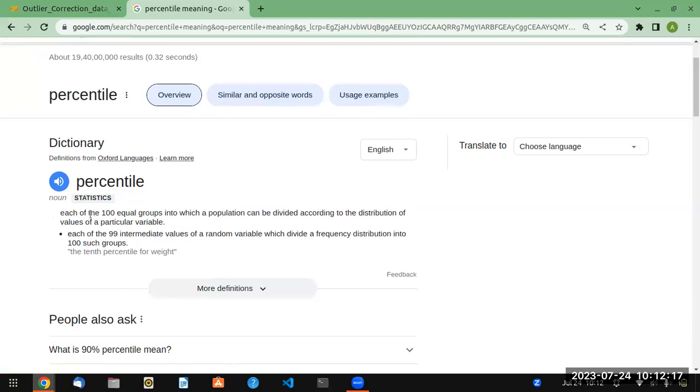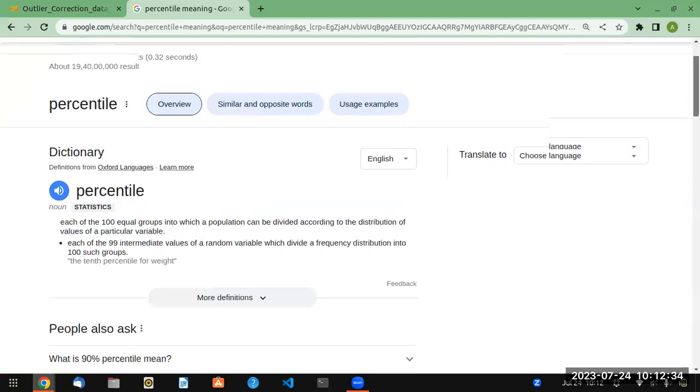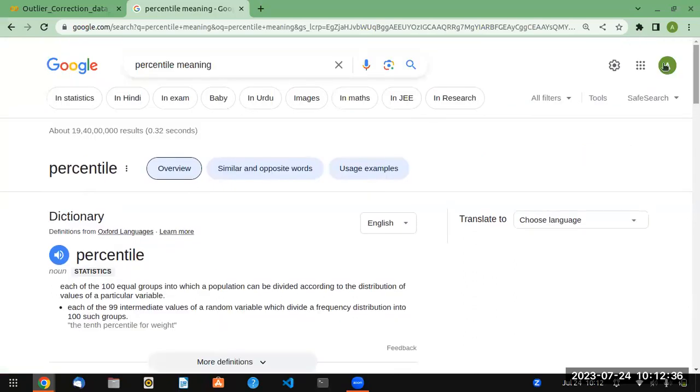Right. Okay. Let me try to explain the percentile concept here. Google will tell you, each of the 100 equal groups into which a population can be divided according to the distribution of values of a particular variable. I think this will confuse you. I know. Okay, sir.